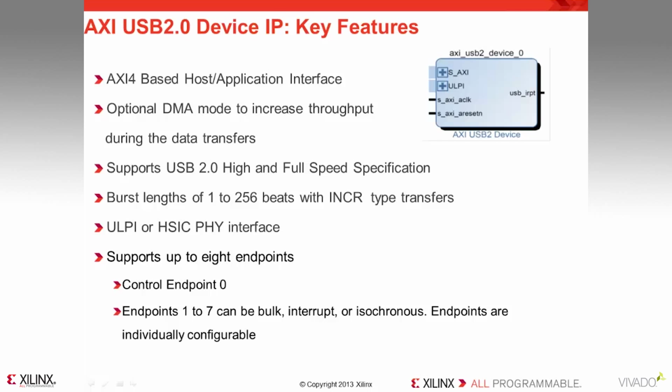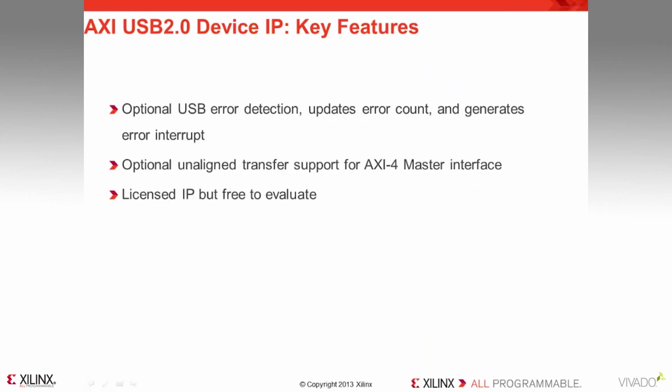It supports ULPI or HSIC PHY interface and supports up to 8 endpoints, out of which control endpoint 0 is supported and endpoints 1 to 7 can be configurable and supported as bulk, interrupt or isochronous. This IP also supports optional USB error detection, updates error count and generates error interrupt. Optional unaligned transfer support is also provided for AXI4 master interface.